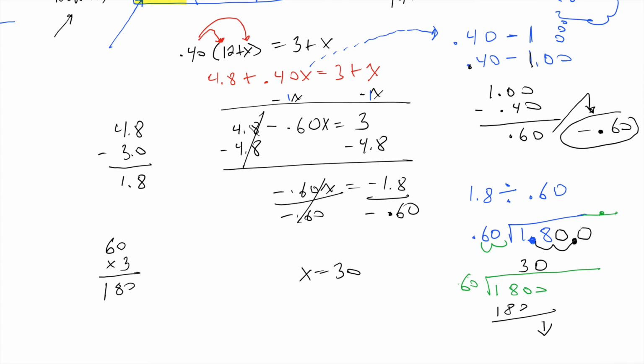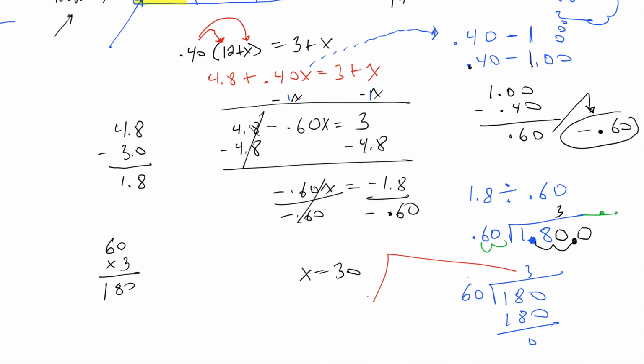So it's 180 right there. So it's 3, and let me just rewrite that. 60 going into 180, 3, 180, 0. So x equals 3. Get rid of that. That's it. I'll work out more, I think, for other videos, but we're going to move on to a different topic now, okay?